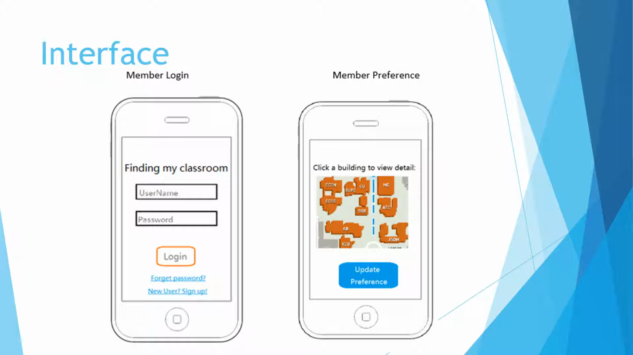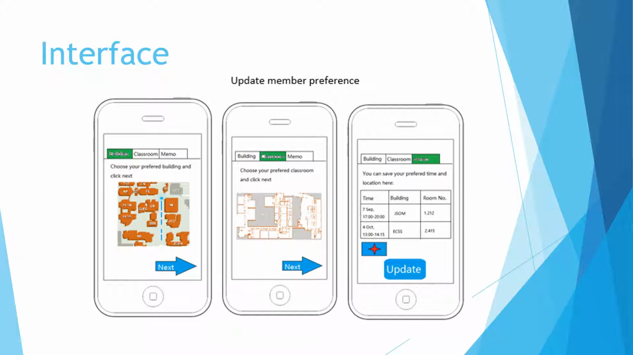For the member sign-in screen, a user inputs the credentials and clicks the login button. If a user forgets the password, he or she can click the blue underlined text, forgot password, to reset credentials using his or her email address. New users can sign up with the link using their email address. Members can also update their preferences, as shown on the right. A member can update his or her preferences in the selection of buildings, which is on the left, classroom preference, which is in the middle, and path history, which is the memo on the right.